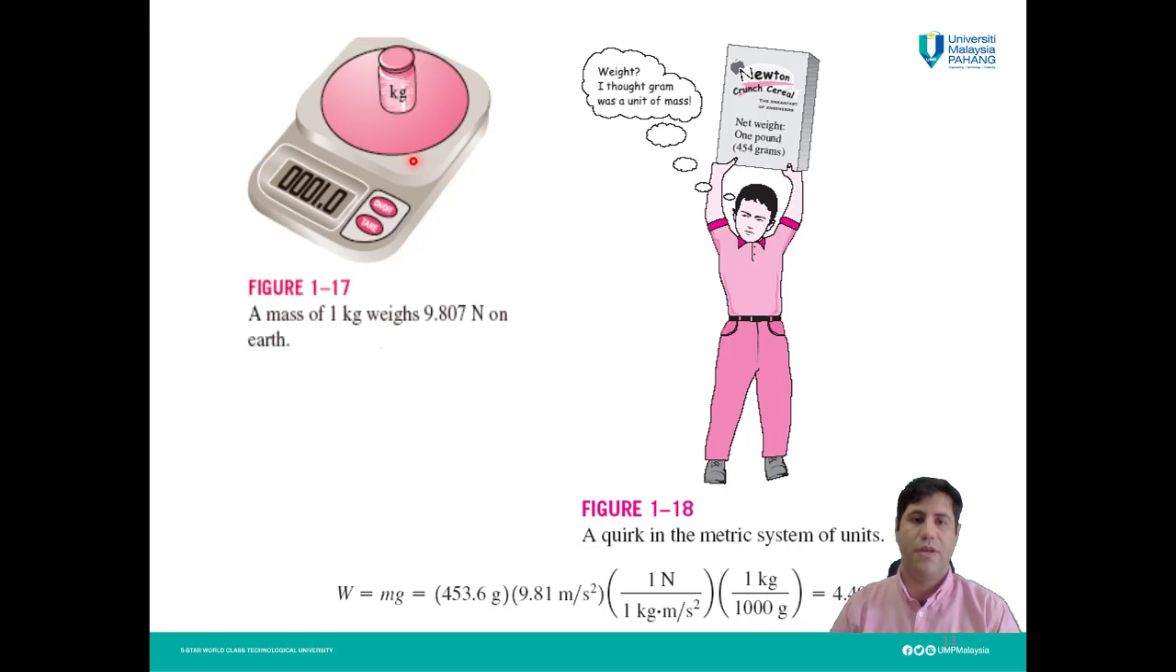As you can see here, the weight of a 1 kg mass is about 10 Newton. And you should also avoid confusing mass and weight. The unit of the weight is Newton, and the unit of the mass is kilogram. So do not confuse between them. 1 kg will be 9.8 something Newton on Earth. So please do not confuse between mass and weight.